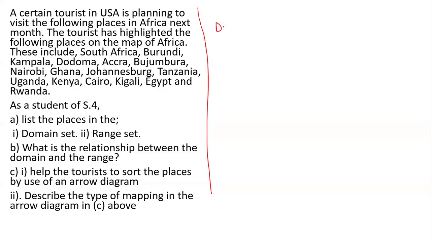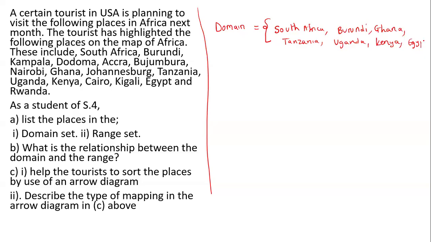Now, here we are going to have the domain as our set of the countries. So, what are we going to have? South Africa, Burundi, Ghana, Tanzania, Uganda, Kenya, Egypt, and Rwanda. Very good. Then what are we going to have in our range?